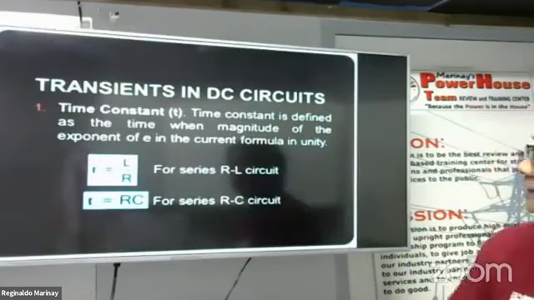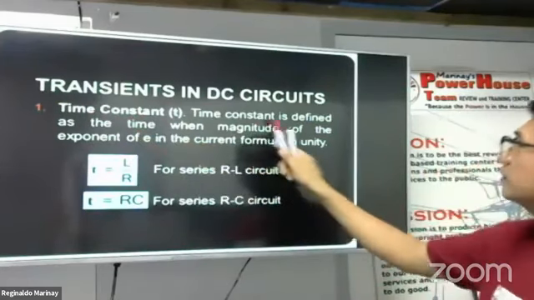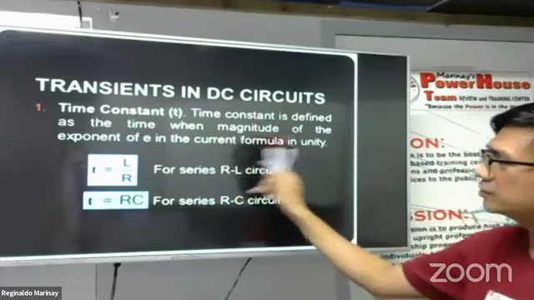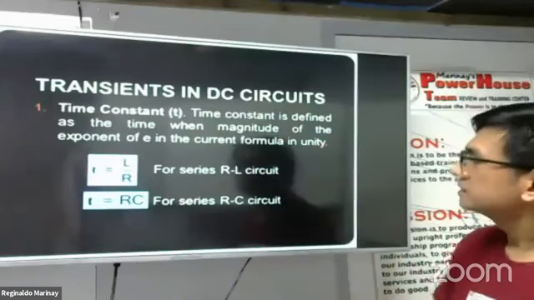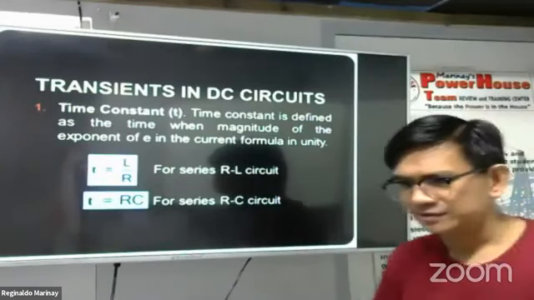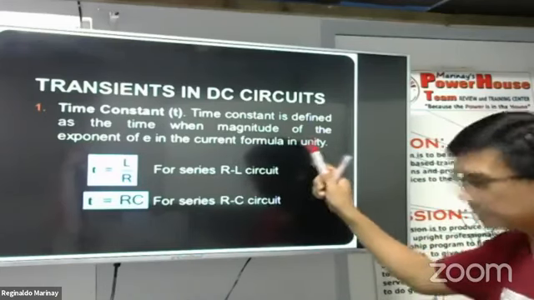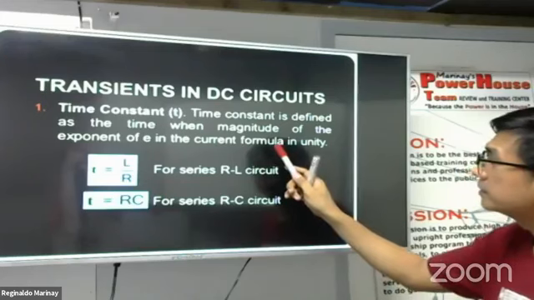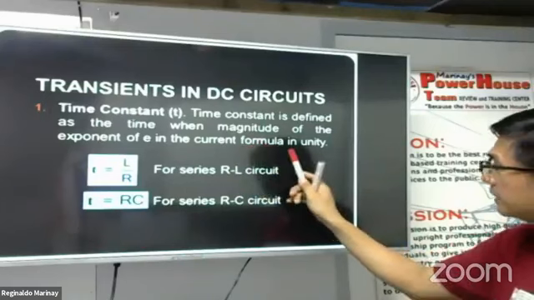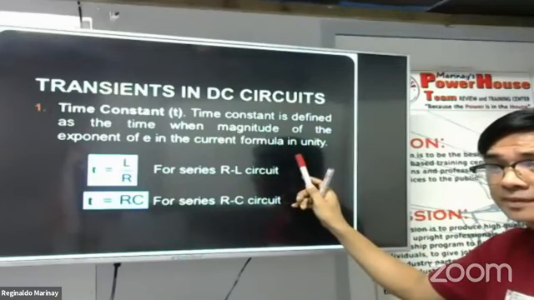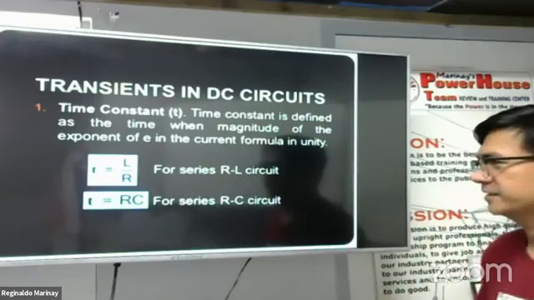Okay. So, transient in DC circuit, we have time constant. The time constant is defined as the time when the magnitude of the exponent of e in the current formula is unity. May I correct this? We will study this later with our example. It should be that the magnitude of the exponent of e in the current formula is negative unity, or negative 1. I'll show that later.